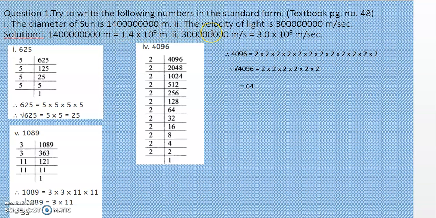How do you represent the velocity of light in meters per second? Just count 1, 2, 3, 4, 5, 6, 7, 8. So 3 into 10 raised to 8. Here it is a one-digit number, 3, so for that purpose we have to take one digit. You can't write 14 into 10 raised to 9. No. It is 1.4 into 10 raised to 9, and here it is 3 into 10 raised to 8. With this we have finished this lesson.